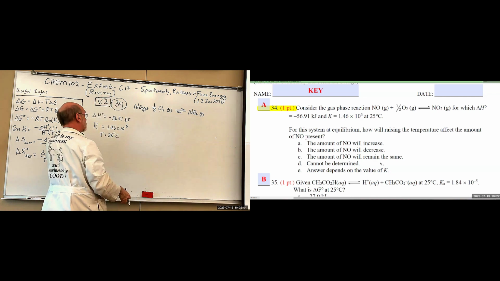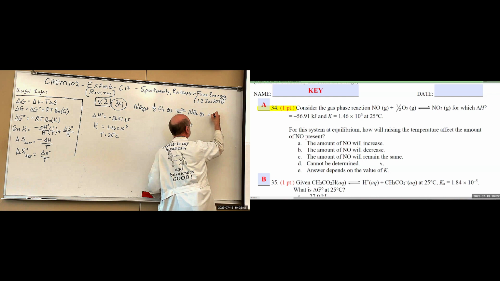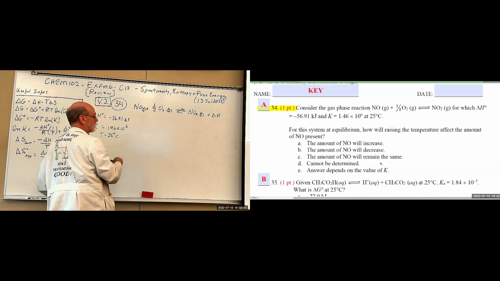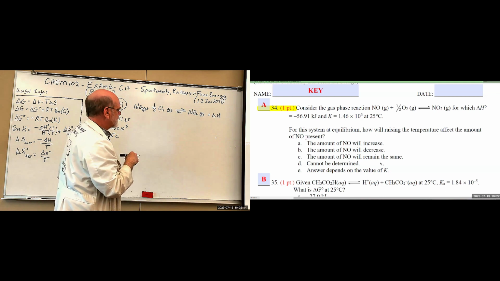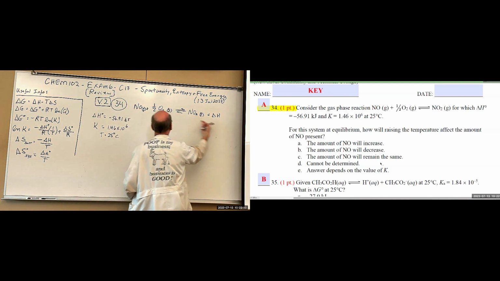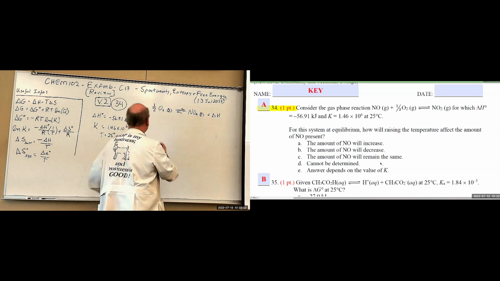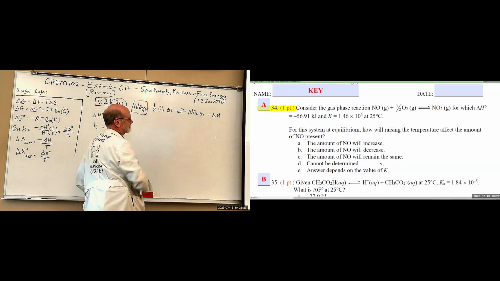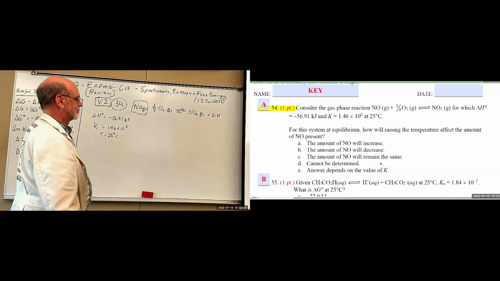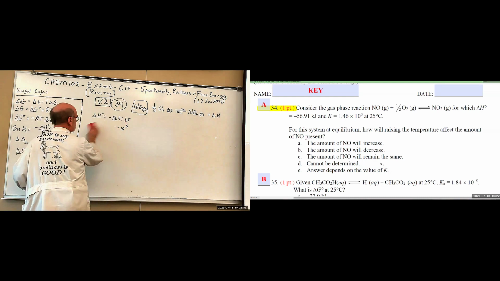Oh, all right. So this is an exothermic reaction, right? Which means we put delta H over here. It evolves heat. So raising the temperature would add to this side. Le Chatelier said it's going back this way. So the amount of NO will increase. Oh, that's it. That was simple enough.